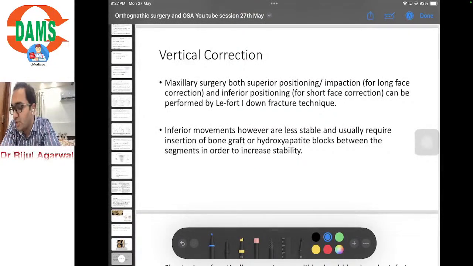Similarly for vertical correction, in the maxilla both superior and inferior repositioning can be carried out. Superior repositioning, as I have already told you, is the most stable correction, carried out by the same Le Fort 1 down fracture technique, and inferior movement is the least stable, so it is stabilized by insertion of bone grafts or hydroxyapatite blocks between the segments to increase the stability.